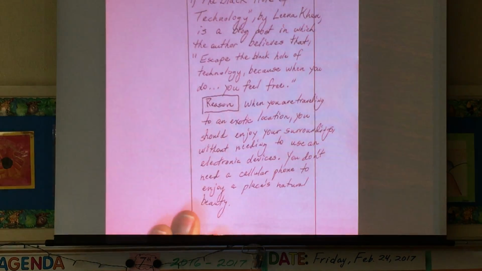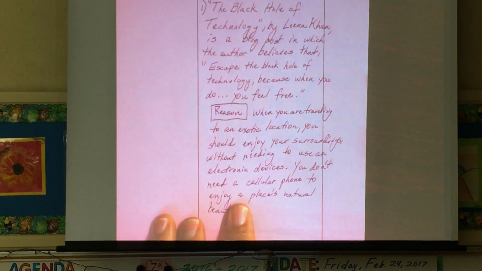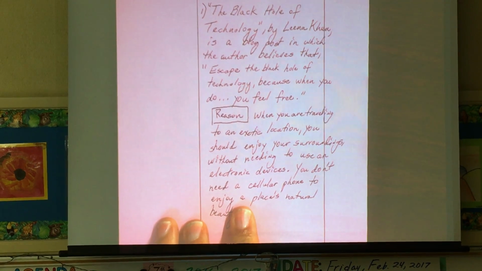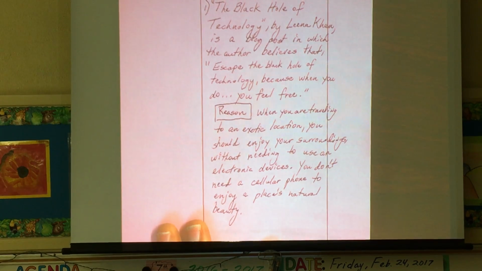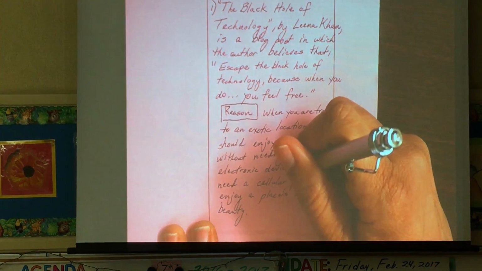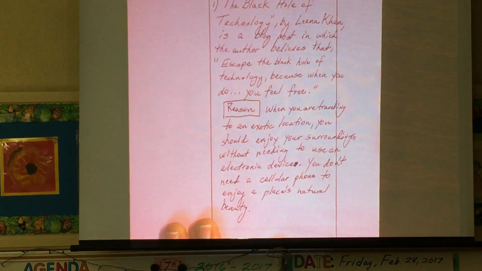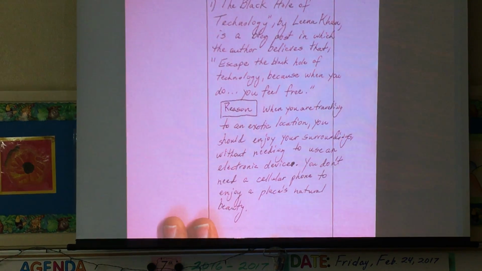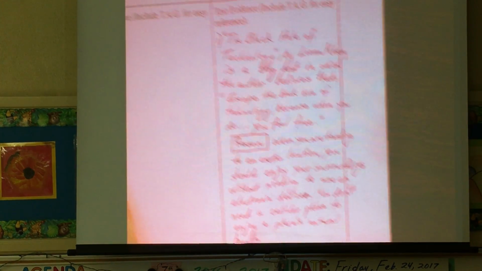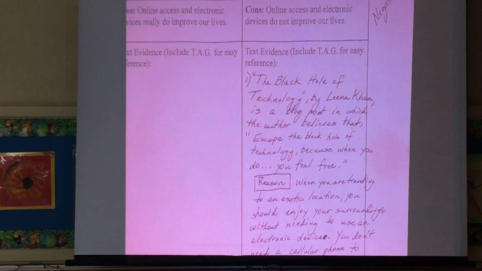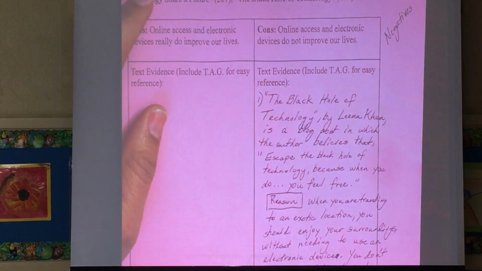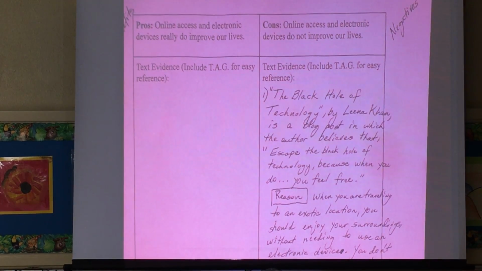And then I wrote reason number 1, which is when you are traveling to an exotic location, you should enjoy your surroundings without needing to use an electronic device. Let me cross this off. You don't need a cellular phone to enjoy a place's natural beauty. So basically, once you've established your claim, your opinion on this topic, right here in the prompt, do electronic devices and online access really improve your lives?